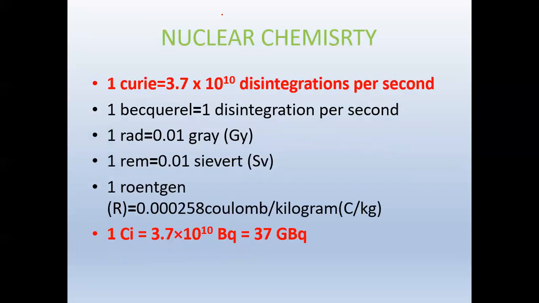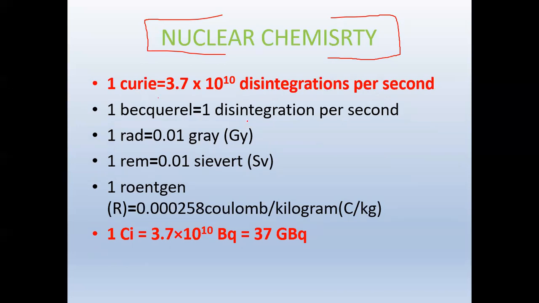Next, this is from nuclear chemistry. I would like to include this one here. In nuclear chemistry, we have different units for radioactivity. This can be asked as a direct question. In radioactivity, 1 curie is equal to 3.7 into 10 raised to 10 disintegrations per second.